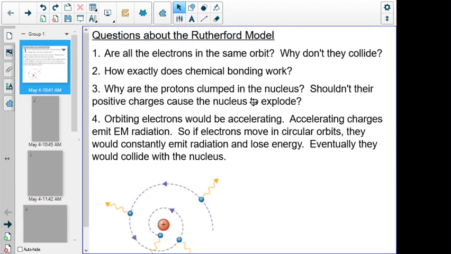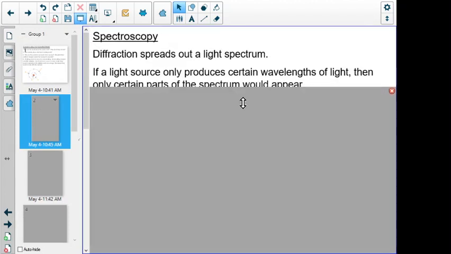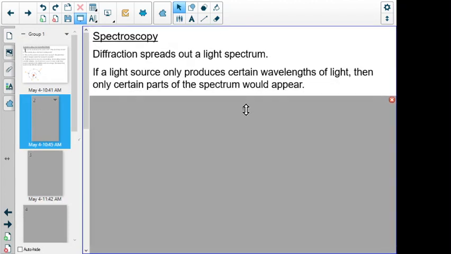These are big questions. Now, before we jump on, we actually have to step back. Remember, Rutherford, this is like early 1900s. We're going to step back to the 1700s for a moment here and talk about something called spectroscopy.